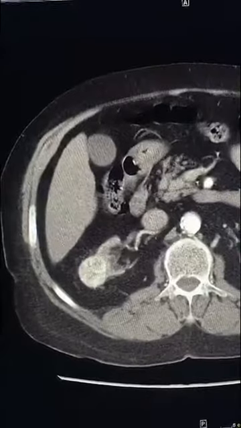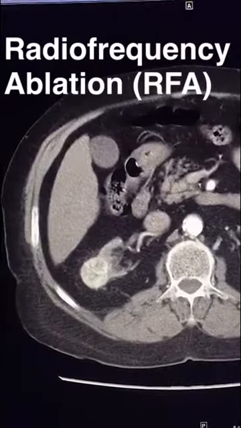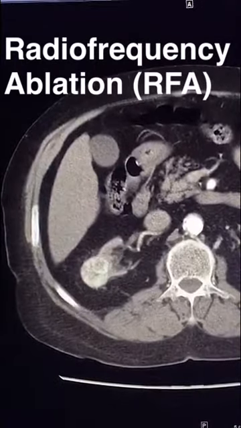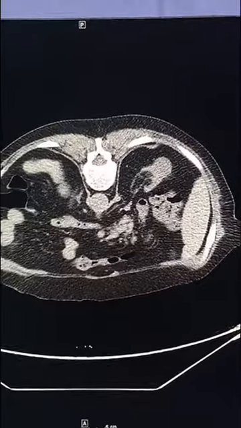Another multidisciplinary team meeting was conducted, including the oncologist, the urologist, and the interventional radiologist. And we decided to do radiofrequency ablation. Radiofrequency ablation can be done under conscious sedation. So we planned a day for the procedure.